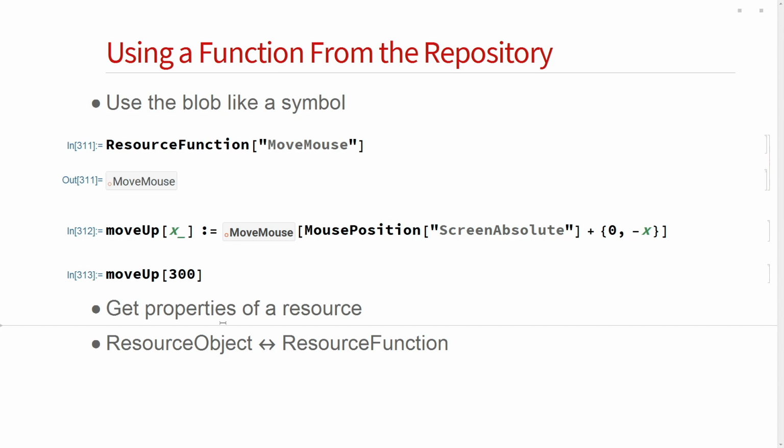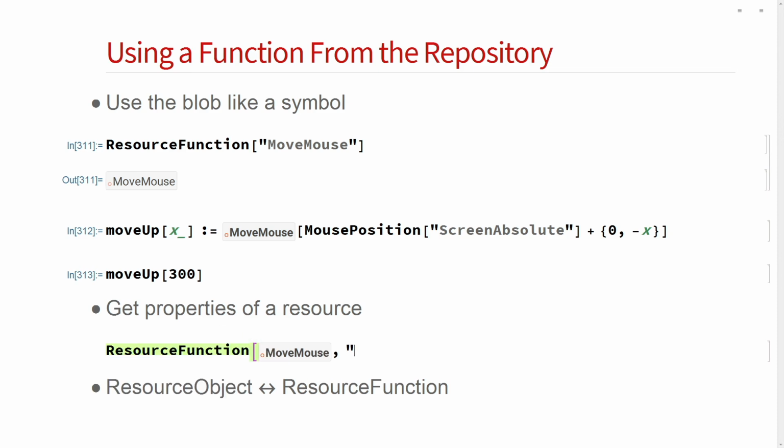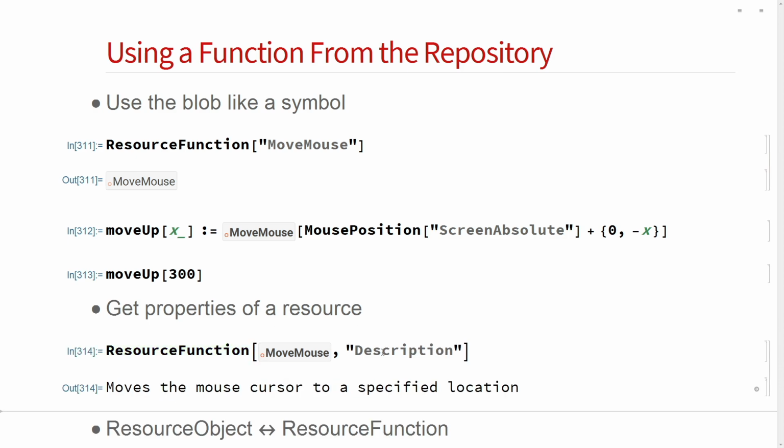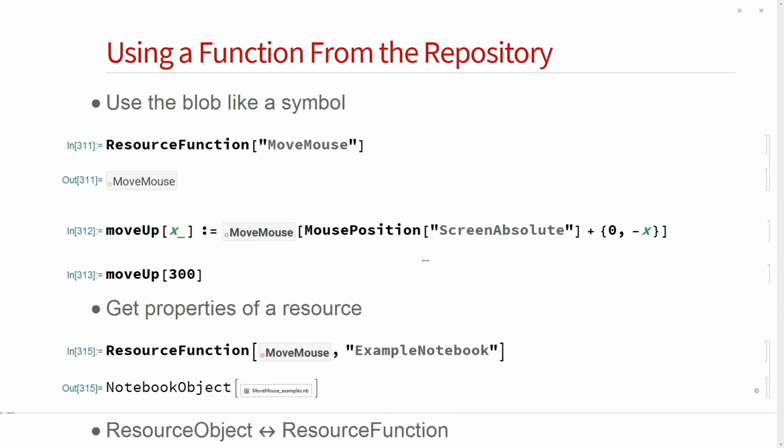Also, like I said, these resource objects inherently have metadata, so you can get the properties of these things. You can wrap it in resource function again and say something like description, and it'll get that. Probably a better, more useful thing is you can say example notebook. This will pop open the same examples that we saw on the web page in a nice notebook that you can evaluate on your desktop or cloud if you're in cloud. All these examples will just work anywhere.